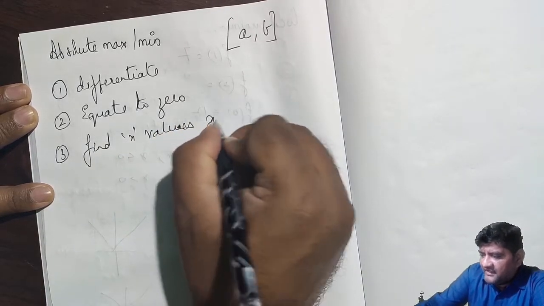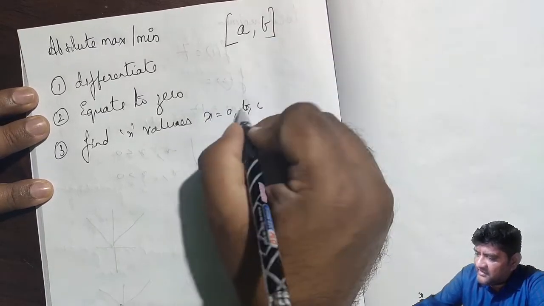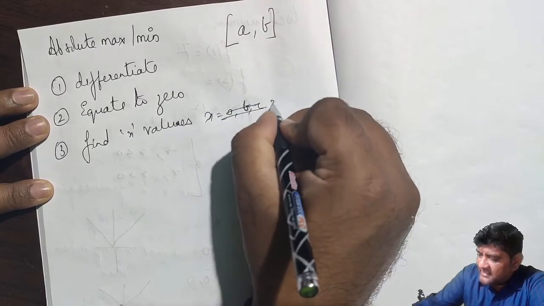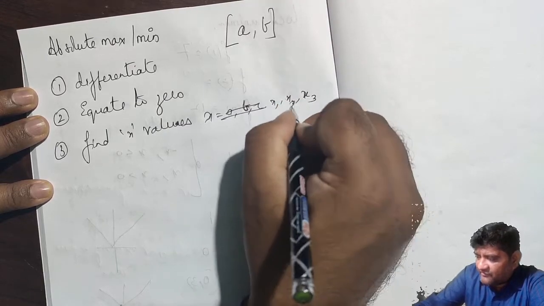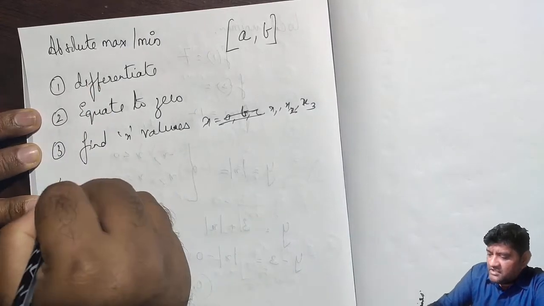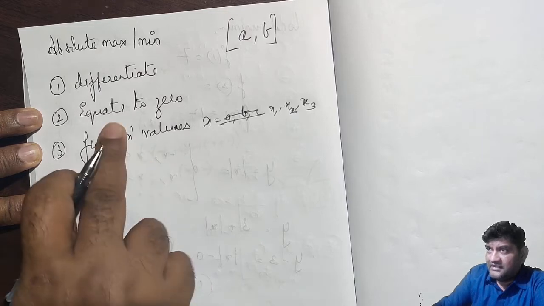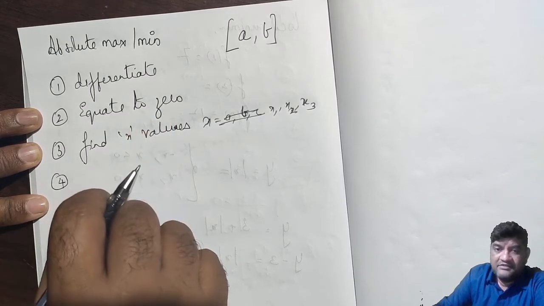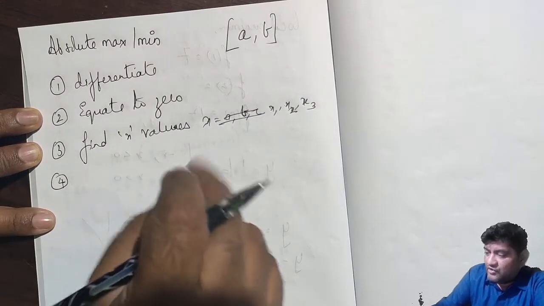Let's say you found the x values as x1, x2, x3. Some 3 values are found for x when you equate it to 0 after differentiation. The fourth step, we would factorize it; that will be taken care of here itself. The fourth step will be to double differentiate when we are doing local maxima and local minima.